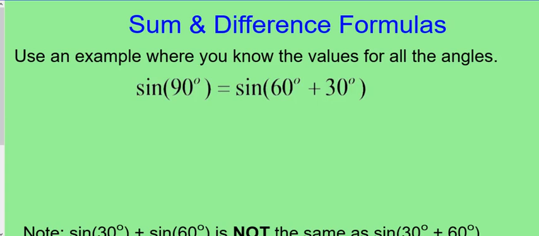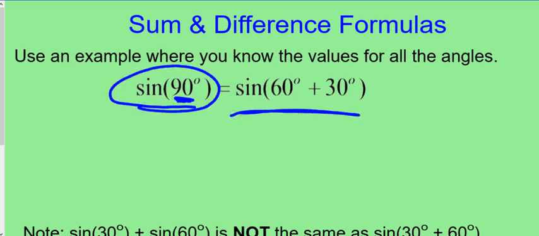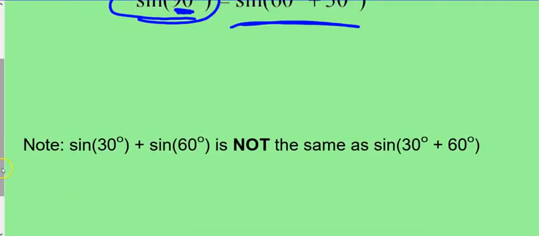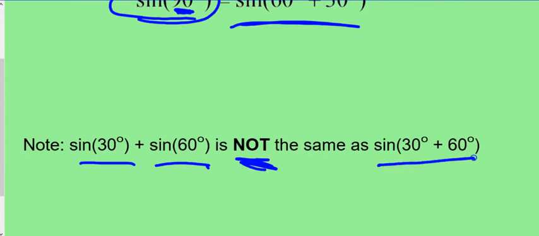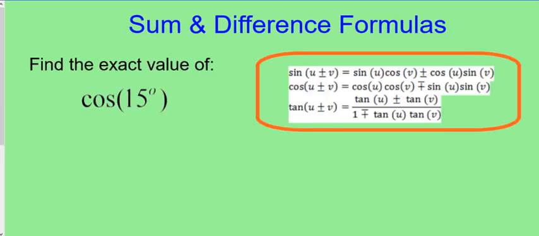All right, so just a reminder, what we can do is we can always look at the angle, and if it's an angle that we're not necessarily familiar with, it's not on our typical unit circle, we can just break it up into angles that we're more comfortable with. So sine of 90 degrees is equivalent to sine of 60 plus 30 degrees. However, sine of 30 degrees plus sine of 60 degrees is not the same thing as sine of 30 degrees plus 60 degrees. So here's our first example.